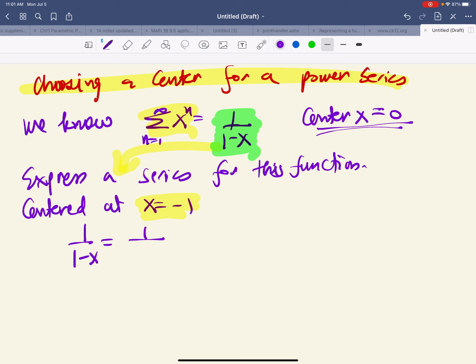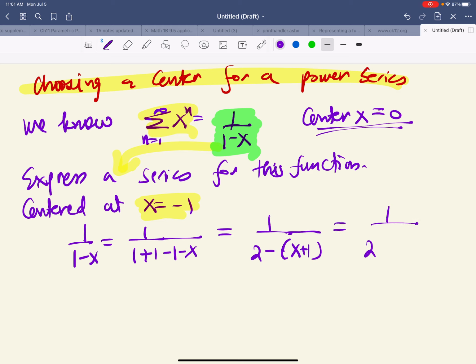I can write it as 1 over, we want to have x plus 1 inside if we want the center to be negative 1. So 2 minus, let's go ahead and add, I'm going to write it as 1 plus 1 minus 1 minus x. The reason why I'm doing that is I am able to do 1 plus 2 minus 1 plus x. Now my center would be, or I can say x plus 1, doesn't matter, you can flip them if you want. The center would be negative 1 in this case now.